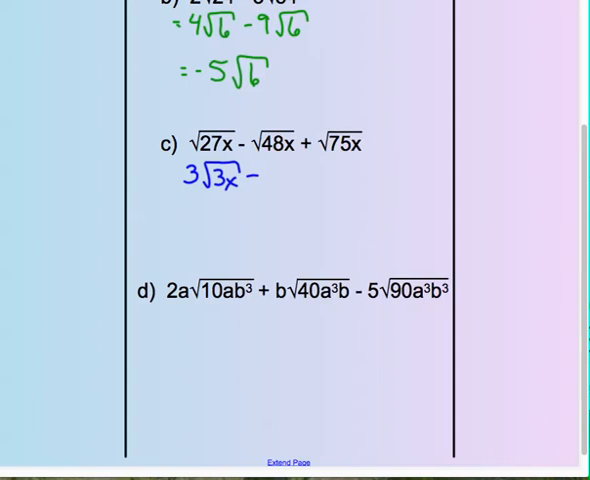Perfect square factor of 48 is 16. Square root of 16 is 4. And 16 times 3 gives us 48. Perfect square factor of 75 is 25. Square root of 25 is 5. And 25 times 3 gives us 75.